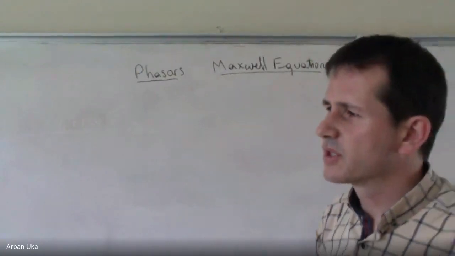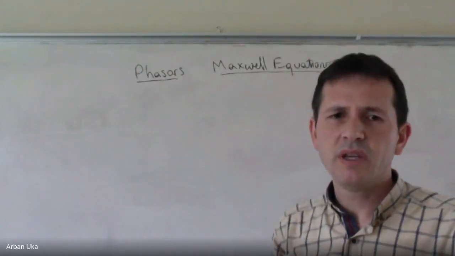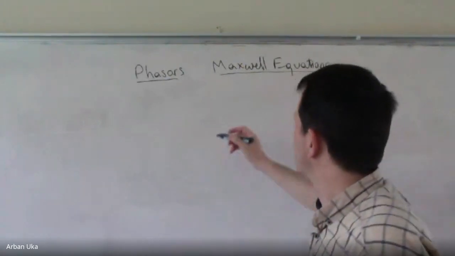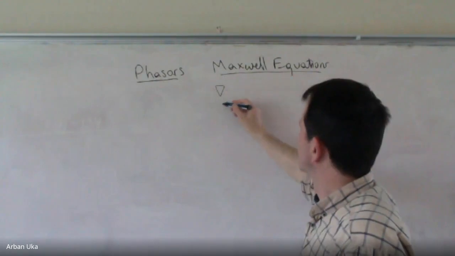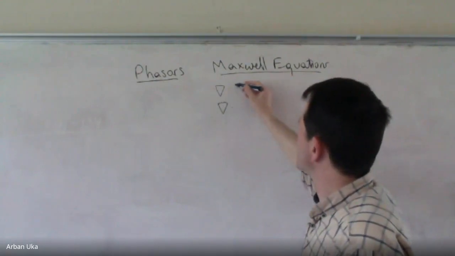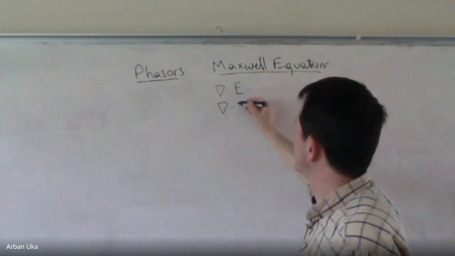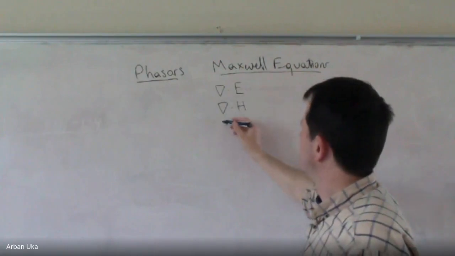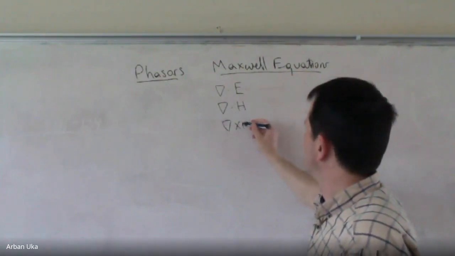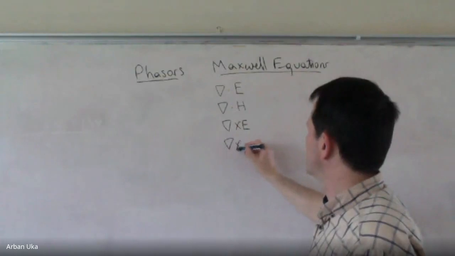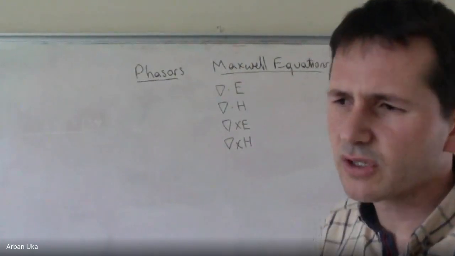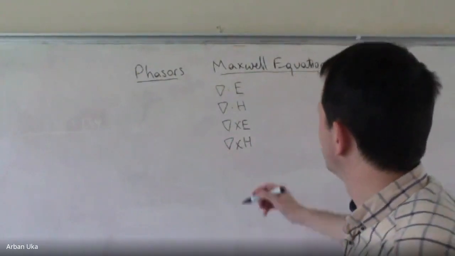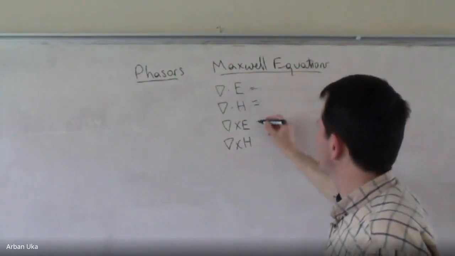The first representation is when we write them in the differential form. The differential form involved 2 curls, sorry, 2 divergences, where we do the divergence of E, divergence of H, curl of E, and curl of H, right? So these are the Maxwell's equations in the differential form, and each is equal to something for sure.